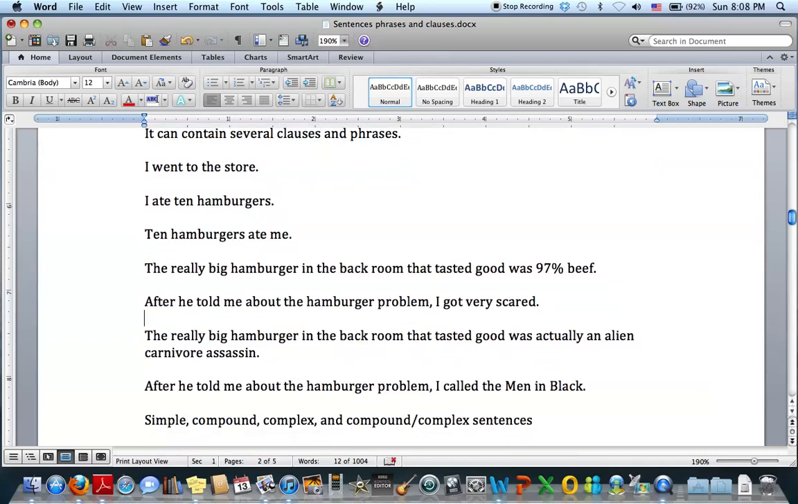Okay, come down to the next one. The really big hamburger in the back room that tasted good was actually an alien carnivore sauce. Same deal, you know? And we find another version of things right here. After he told me about the hamburger problem, I called the Men in Black. In each case, right here, we have one noun phrase. Inside that noun phrase, we have an adjective clause. And then we have the to be verb and another noun phrase afterwards. Nice and simple. Right here, we have one dependent clause and then one independent clause.